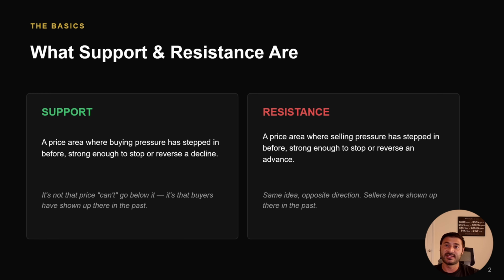And resistance is the same exact idea, it's just flipped. It's an area where selling pressure has stepped in before. It's strong enough to stop or reverse an advance, right? And here's the important part most beginners miss. It's not that price literally can't trade below support or above resistance, like there's some invisible wall there. It's that real buyers or sellers have shown up at those specific price points in the past, and there's a reasonable chance they or other traders like them show up there again. So, right away, support and resistance isn't magic. It's just a record of where real money has reacted before.